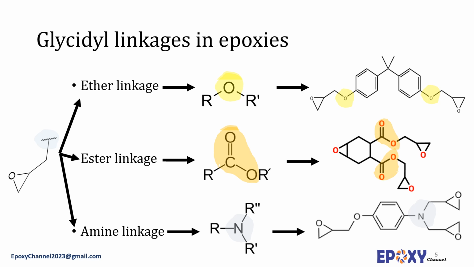Ester functional group. The basic structure of an ester consists of a carbon single bonded to carbon, double bonded to oxygen, and single bonded to oxygen. The simple structure of an ester has been presented here for your reference. The basic chemical formula of an ester is R bonded to COOR prime.